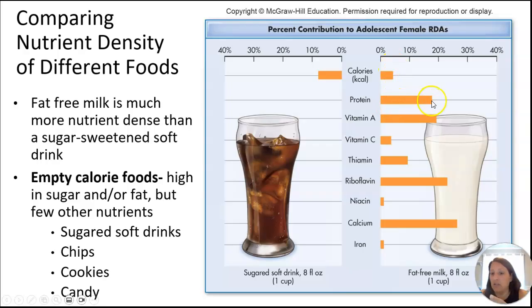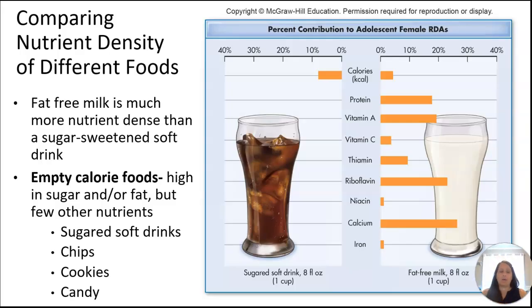Look at the protein. She's going to meet 18% of her protein needs for the day. Vitamin A, she's getting about 20%. Has some vitamin C, not a lot. I wouldn't call this a vitamin C rich food, but it's there. B vitamins, yeah, look at the riboflavin. Look at the calcium, okay? Some iron, some niacin. Okay, so I would say that this cup of fat-free milk is definitely more nutrient dense than this sugared soft drink, and it's definitely a much better choice. Lower in calories, higher in a lot of different nutrients.